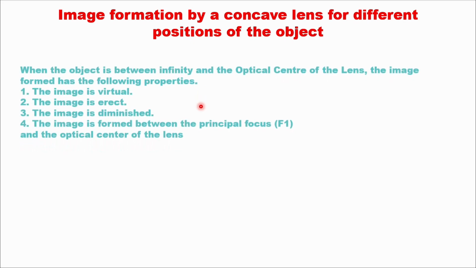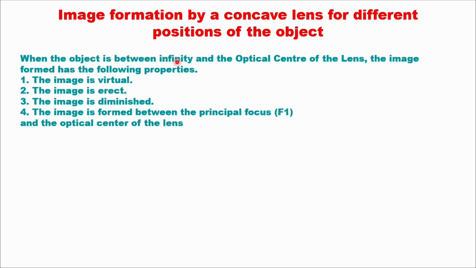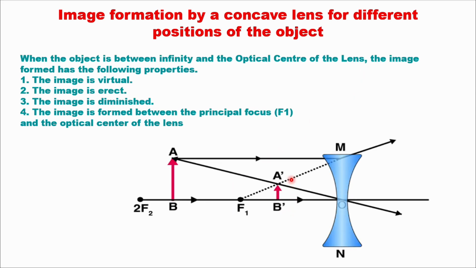What is the next case? Suppose the object is positioned between infinity and the optical center of the lens O. Again, see the diagram. This is the object positioned between infinity and the optical center. The image is formed between principal focus f1 and the optical center of the lens O. What is the nature? It is virtual, it is erect, and also the size of the image is small in size. That is diminished.